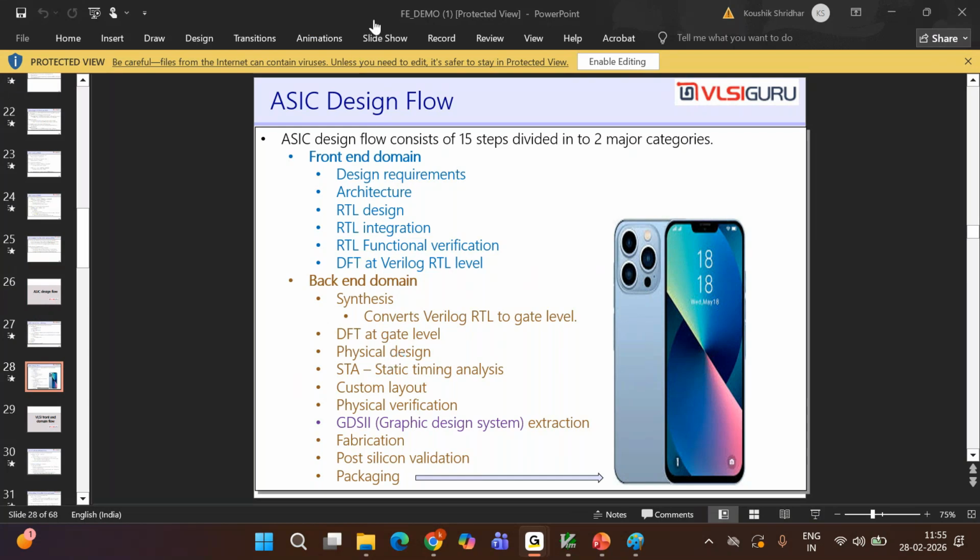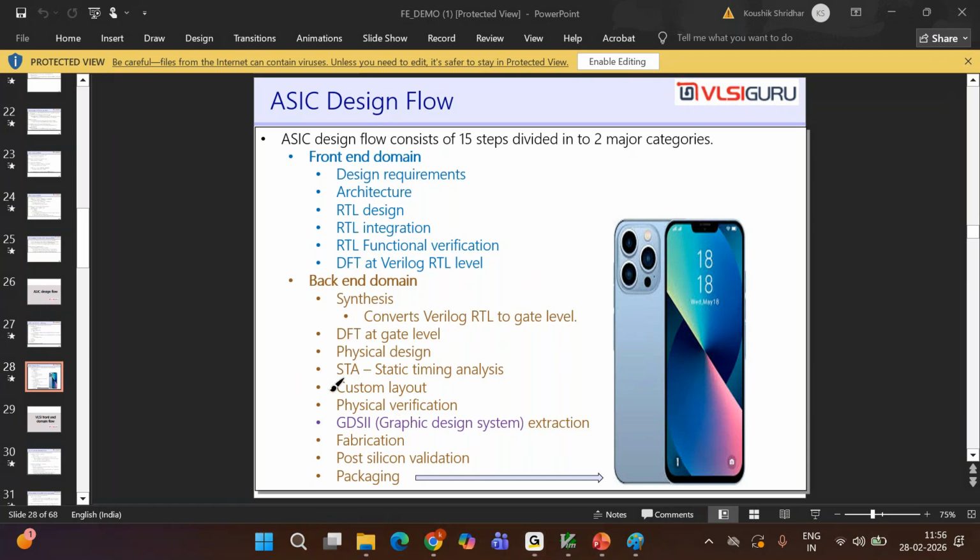Next comes physical design. Physical design is also a separate course which VLSIGuru offers, and it is there as part of front-end training too. You can enroll for the separate course and for the demo session to get to know what physical design is. I am focusing only on the functional verification aspect. Why can't we do everything? Because time is restricted, right? We have only 3 hours, so covering everything is not possible.